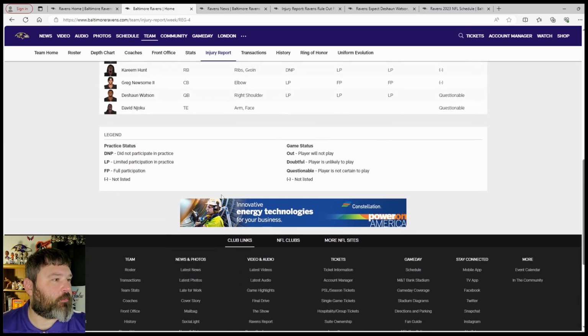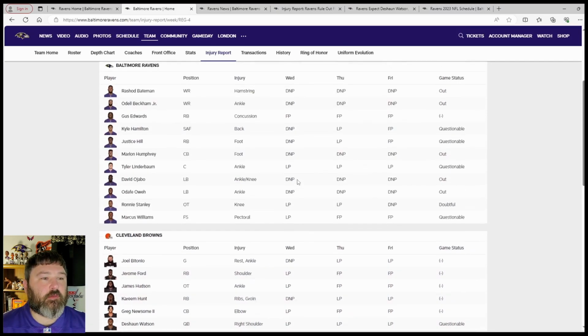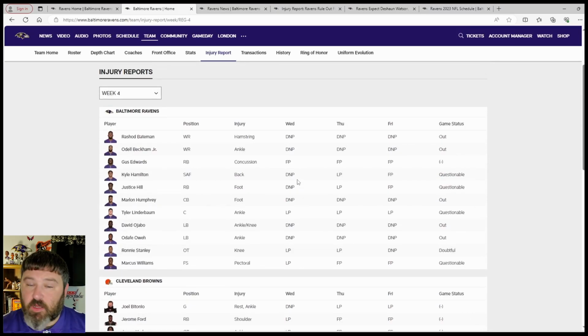And here, let's talk about the key. Let's go all the way to the bottom. As far as practice status, DNP, did not participate. LP, limited participant. FP, full participant. Little dash, not listed. As far as game status, out: player will not play. Doubtful: player is kind of unlikely to play. Questionable: we don't know yet. Not that doubtful and questionable really mean anything. The only one that's really noteworthy there is out, or maybe the dash for not listed. Other than that, it's too uncertain.